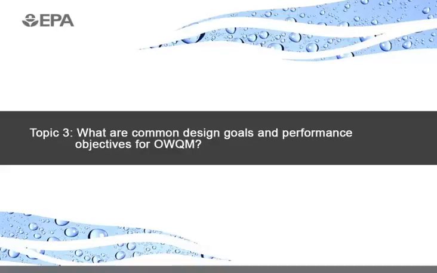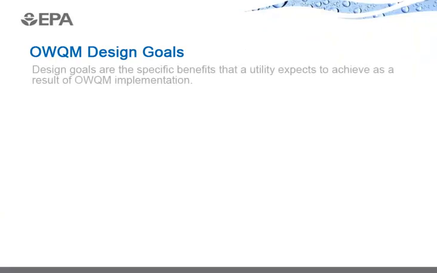Now let's discuss common design goals and performance objectives for OWQM. Design goals are the specific benefits that a utility expects to achieve as a result of OWQM implementation. A fundamental design goal of an SRS is the ability to detect and respond to water quality incidents in a distribution system. However, OWQM-specific design goals can also be realized.